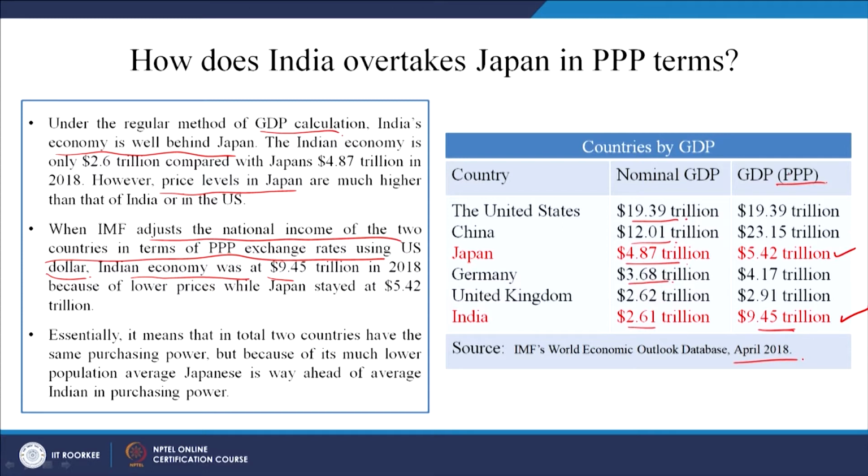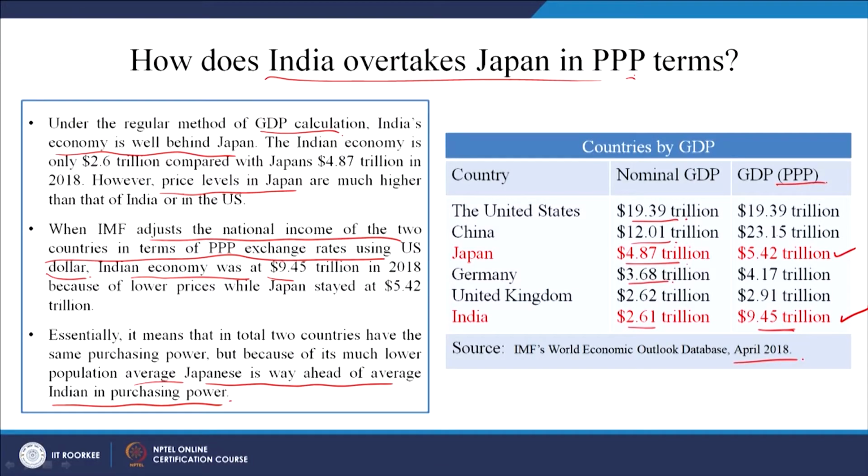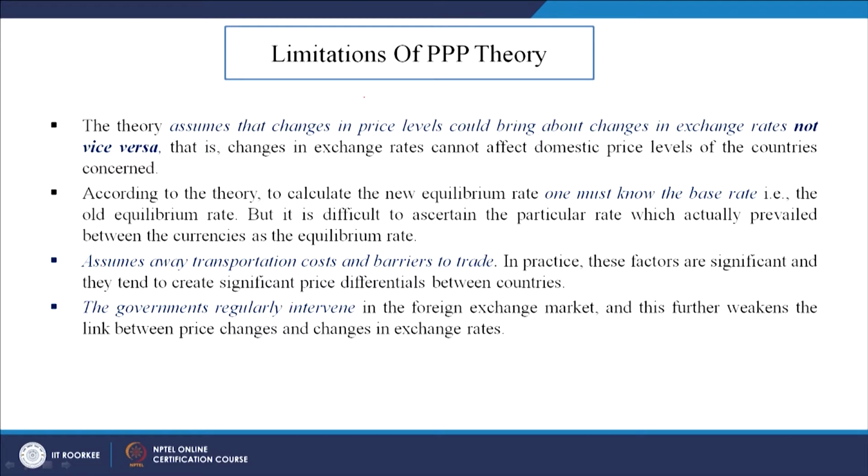Now, if you look at this ratio, where does India stand? The top country becomes China, followed by United States and then India, right. Essentially, it means that in total the two countries have the same purchasing power, but because of its much lower population average, the average Japanese is way ahead of the average Indian in purchasing power. So, basically what it helps you is to give a very realistic picture of what is happening. In this case India easily overtakes Japan in terms of PPP, but it has its own limitations also.